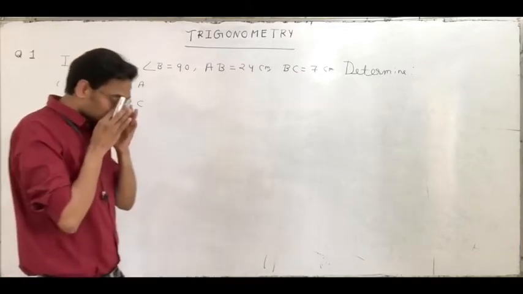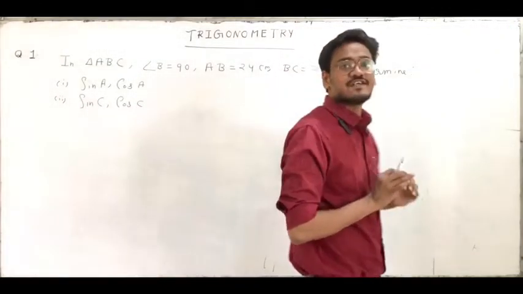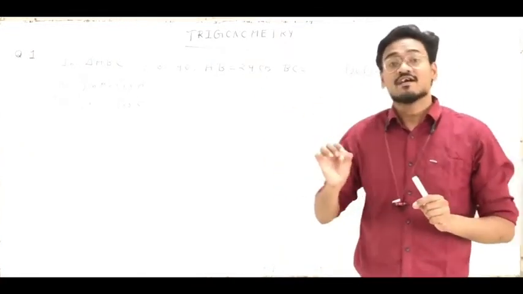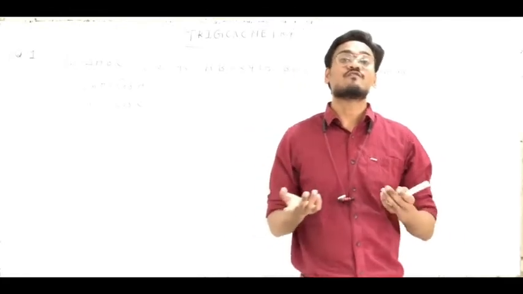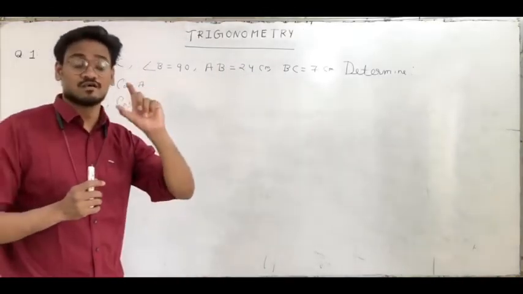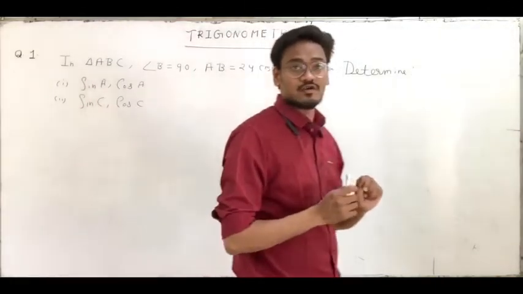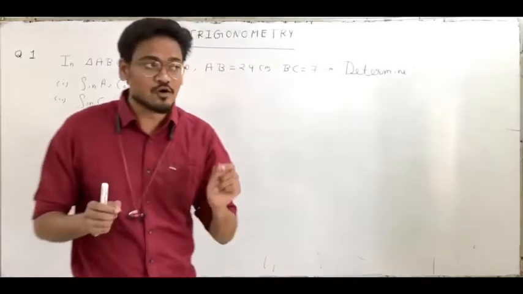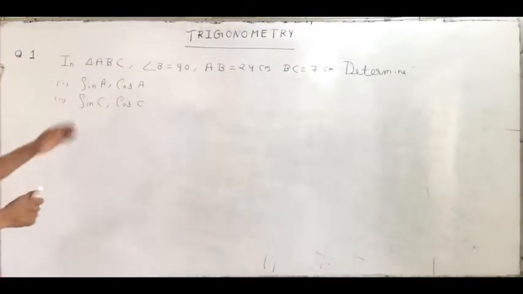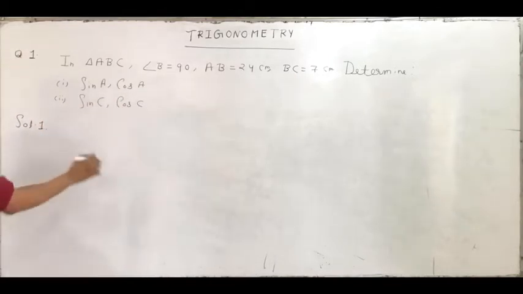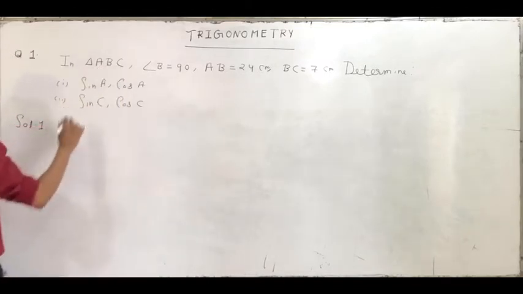See students, once we have calculated all three sides of a triangle, then we can calculate all six ratios of any particular angle, out of these two acute angles. As you know, we are discussing the trigonometric ratios of acute angles only. So let us solve this question. We have to find sin A, cos A, sin C, cos C. First of all, let us make the figure.